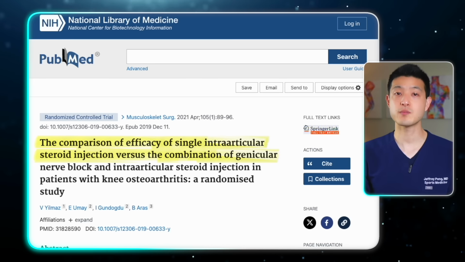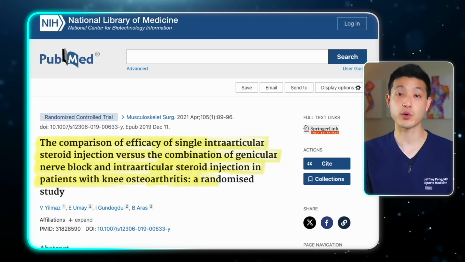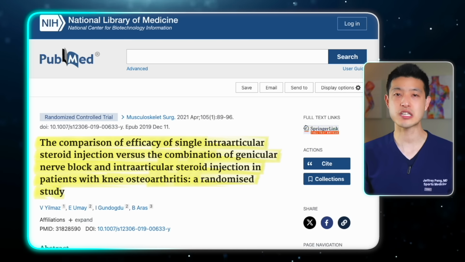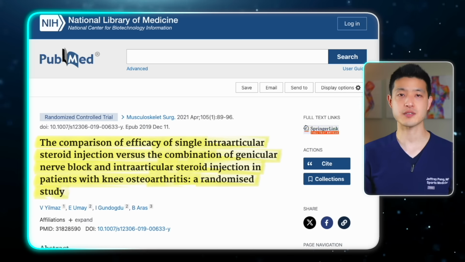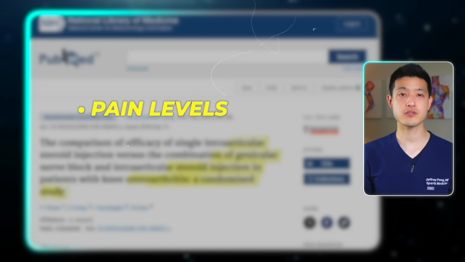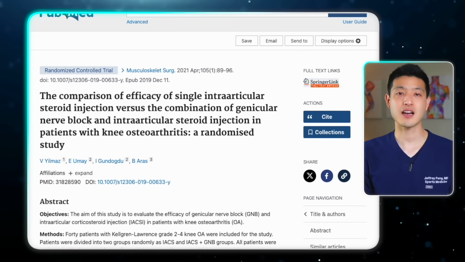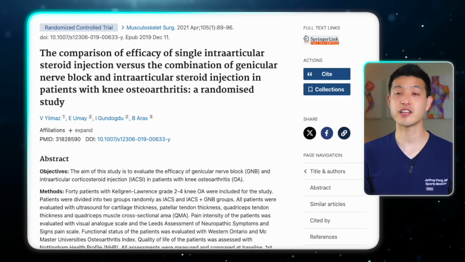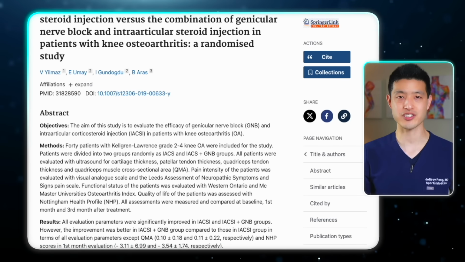While participants in both groups experienced notable improvements, those who received both the cortisone injection and the genicular nerve block showed more substantial improvements across various measures. These include pain levels, functional status, and overall quality of life. The study highlights the added effectiveness of incorporating genicular nerve blocks alongside cortisone injections.